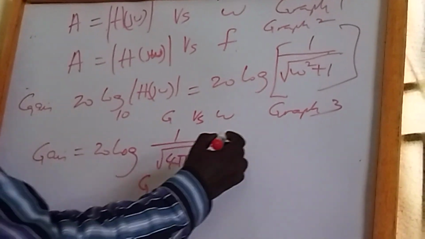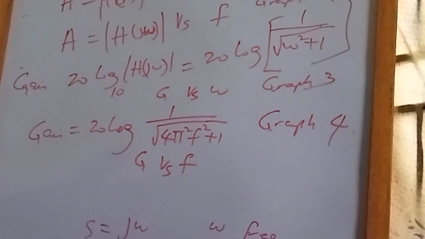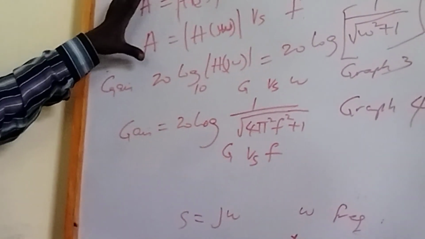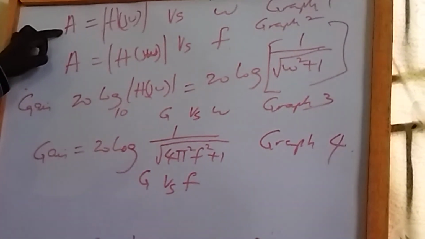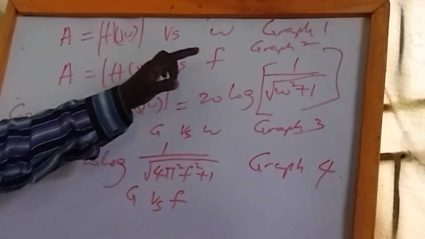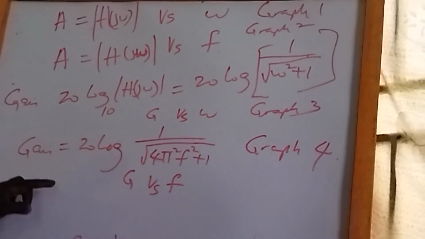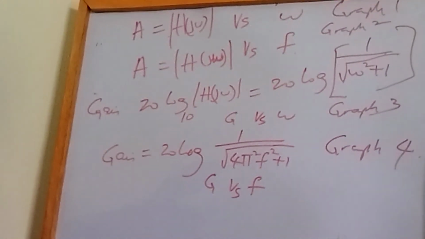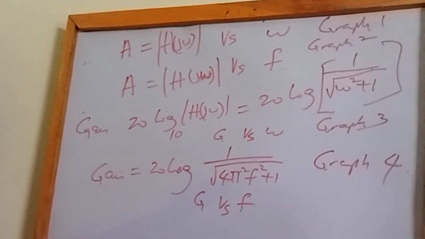So this will be our graph 4. The same low pass filter. We can use 4 graphs to illustrate it. Either we say amplification versus omega, graph 1, amplification versus frequency, that's graph 2, gain versus omega, gain versus frequency. I hope you know that these things are related to each other. So the 4 graphs are actually saying the same thing in different ways.